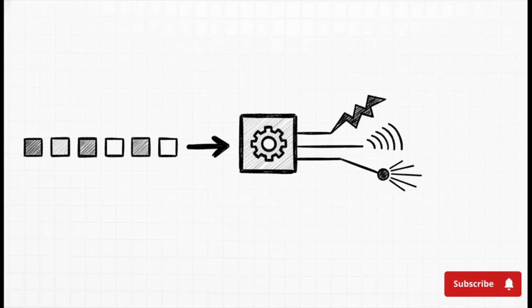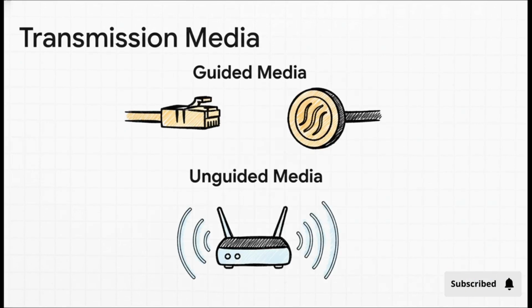through the real world. So you've got your guided media. That's the physical stuff you can actually touch, like the copper wires in an Ethernet cable, or the super fast glass strands in a fiber optic cable. And then you've got unguided media, which is just a fancy way of saying wireless, like the Wi-Fi signals zipping through the air all around us as radio waves.